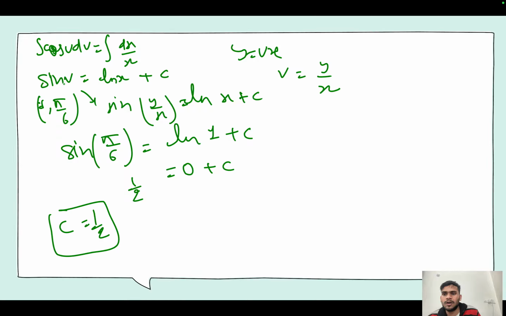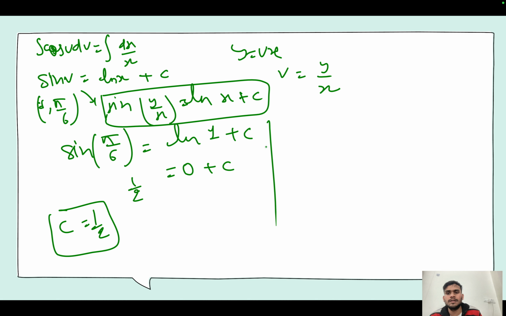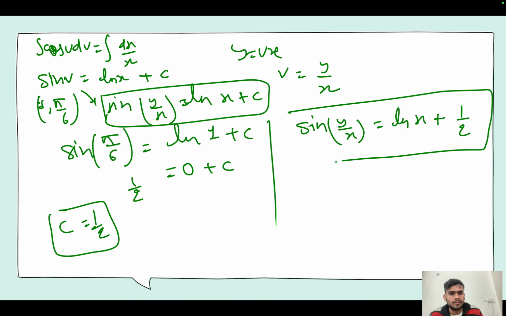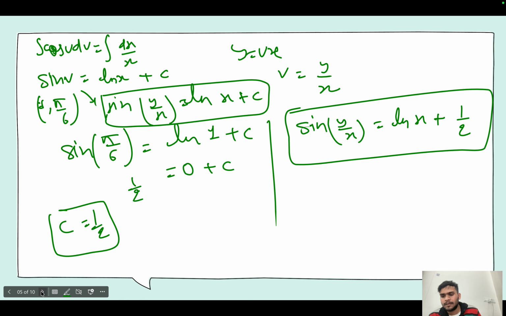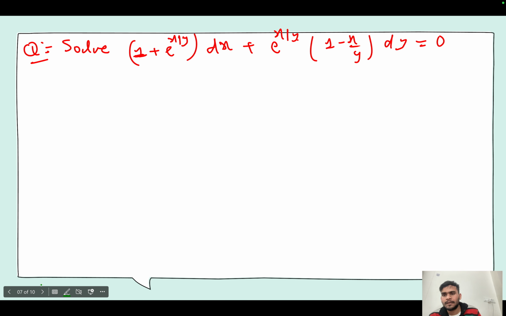Now put the value of c here. Okay, so we will get the required solution of our differential equation. So sin y by x is equal to ln x plus half. Okay, now moving to this example.